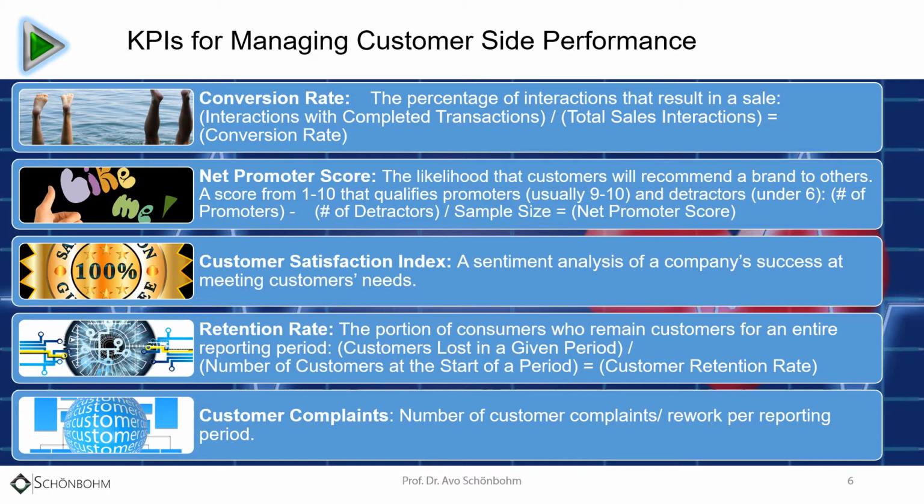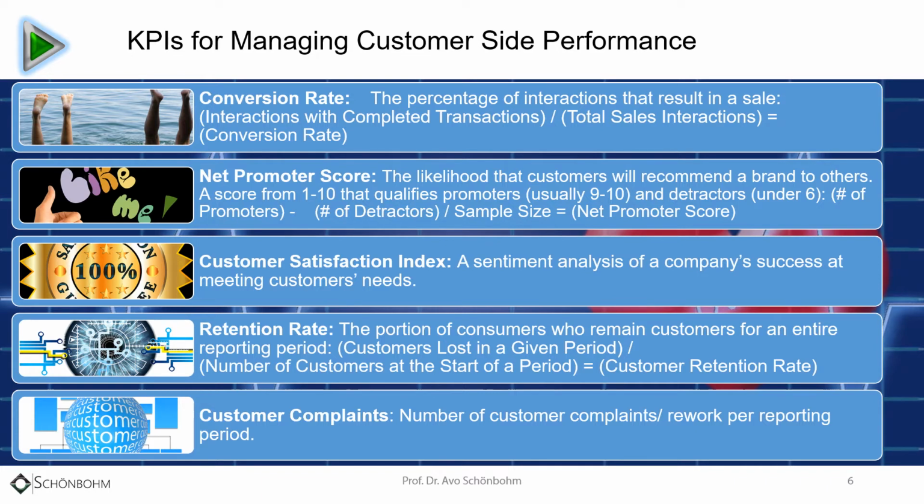We divide it over the total sales interactions, and then we have a conversion rate. So what's the percentage of people who come to our website and start the process of the buying journey and actually end up buying?